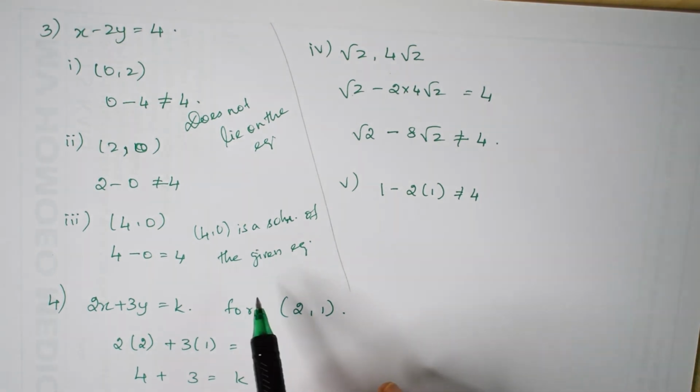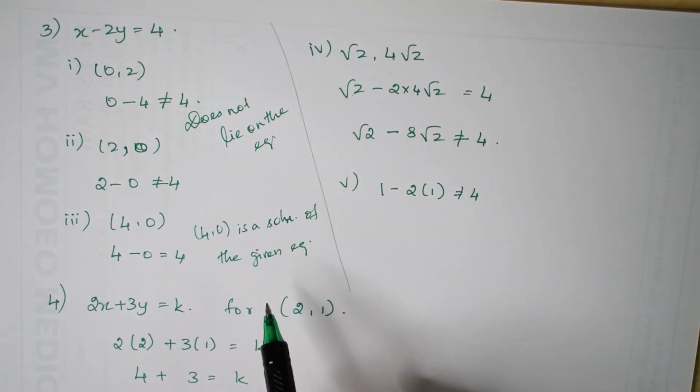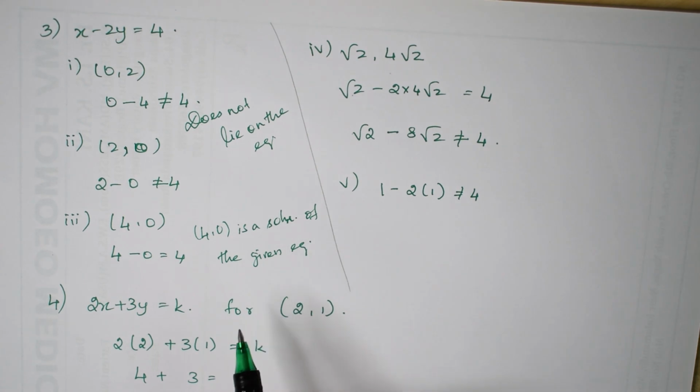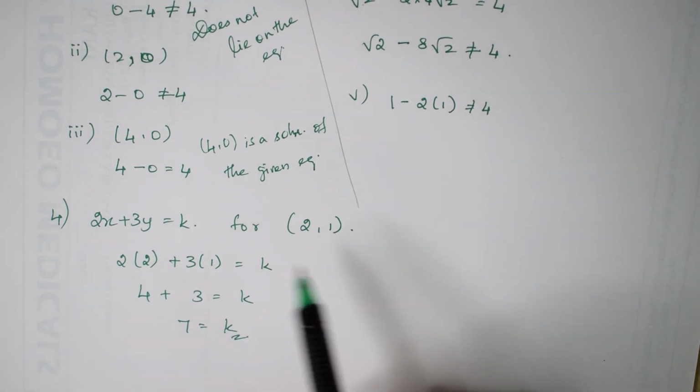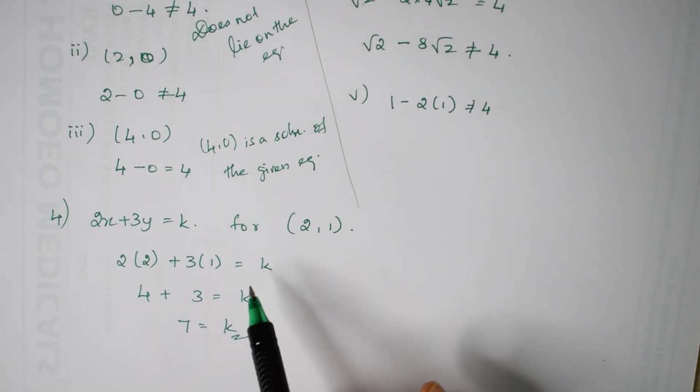The last sum, find the value of k. They are given an equation and they have given coordinates of x and y also. The coordinates of x and y are (2, 1), and they are given the equation as 2x plus 3y is equal to k, and they are asking you to find the value of k. And usually, whenever they make a question paper with linear equations, this will be one of the questions. So please take care. It's a very silly and easy question also.